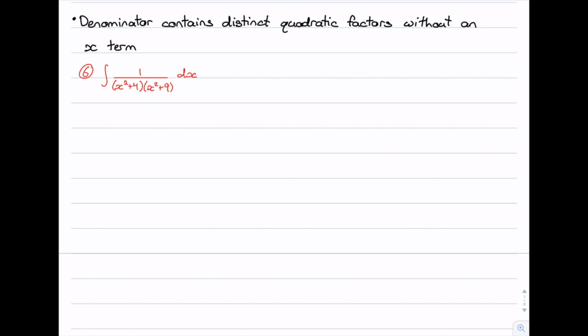So we want to do a partial fraction decomposition here. So let's write it out. 1 over x squared plus 4 into x squared plus 9. So we know that this is going to turn into two fractions. The first has a denominator of x squared plus 4, and the second has a denominator of x squared plus 9.